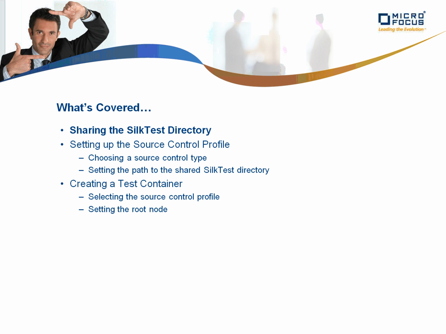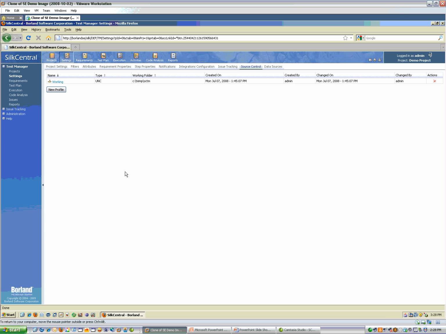Now that we've shared the SilkTest directory, the next step is to set up a source control profile in SilkCentral Test Manager. Once inside your project, you'll come to the Settings tab on the top Workflow toolbar. Once inside of Settings, go to the far right where you'll find the Source Control tab. You'll probably have one profile already set up in here called Working. You can come in and create another one by choosing New Profile.